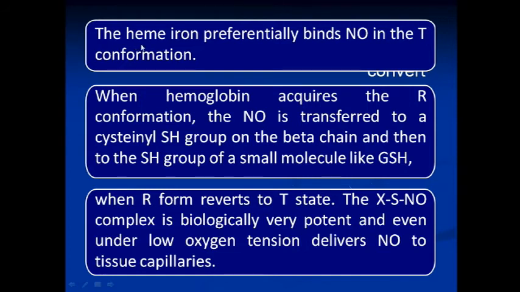The heme iron preferably binds to nitric oxide in the T conformation. When hemoglobin acquires the R conformation, the nitric oxide is transferred to a cysteine chain and then to the SH group of a small molecule like glutathione. When the R form reverts to the T state, the nitric oxide complex is biologically very potent and, even under low oxygen tension, delivers nitric oxide to tissue capillaries.